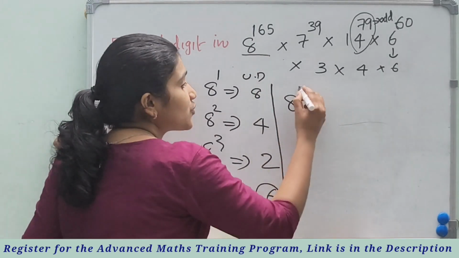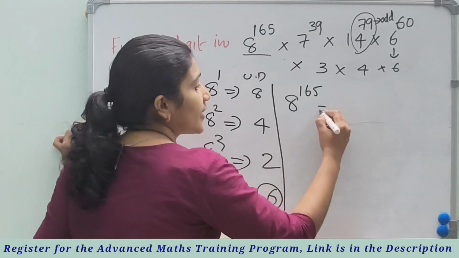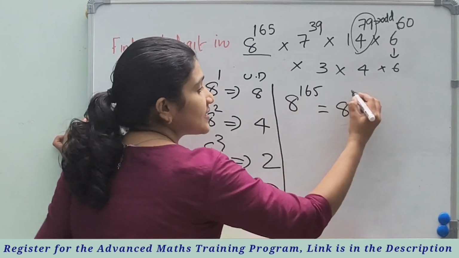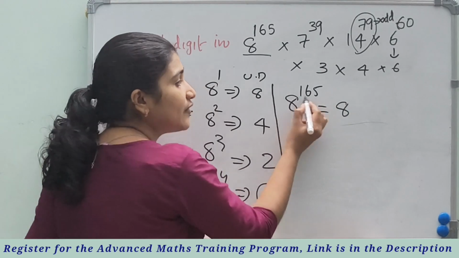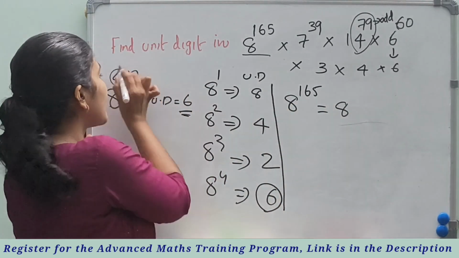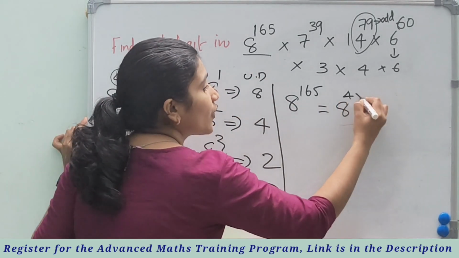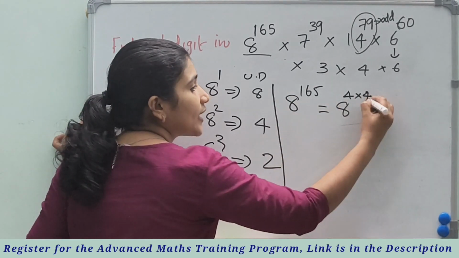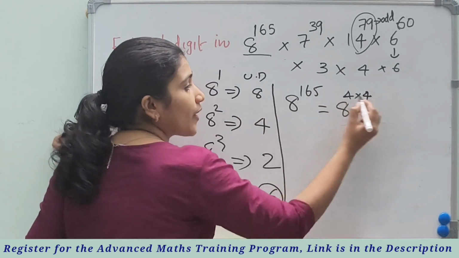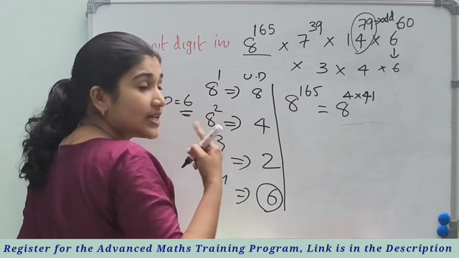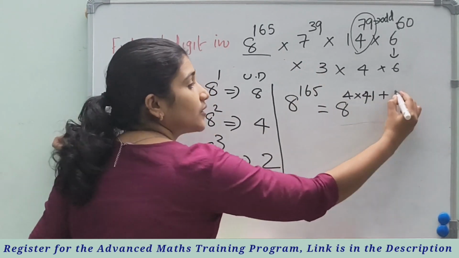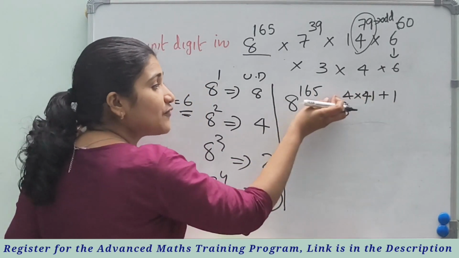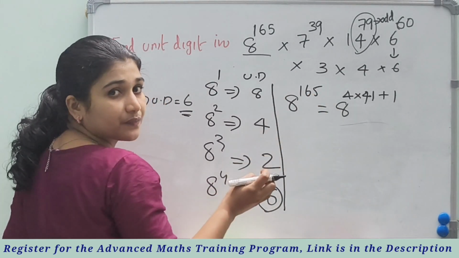Now 8 raised to 165. I can write it in the form of 8 raised to 4n. So here, divide 165 with 4. Then I can write it in the form of 4n. If you divide 165 with 4, 4 goes 4 times in 16. Remaining we have 5. So 4 goes 1 time in 5. Remainder is 1. 41 into 4 is 164. 164 plus 1 is 165.